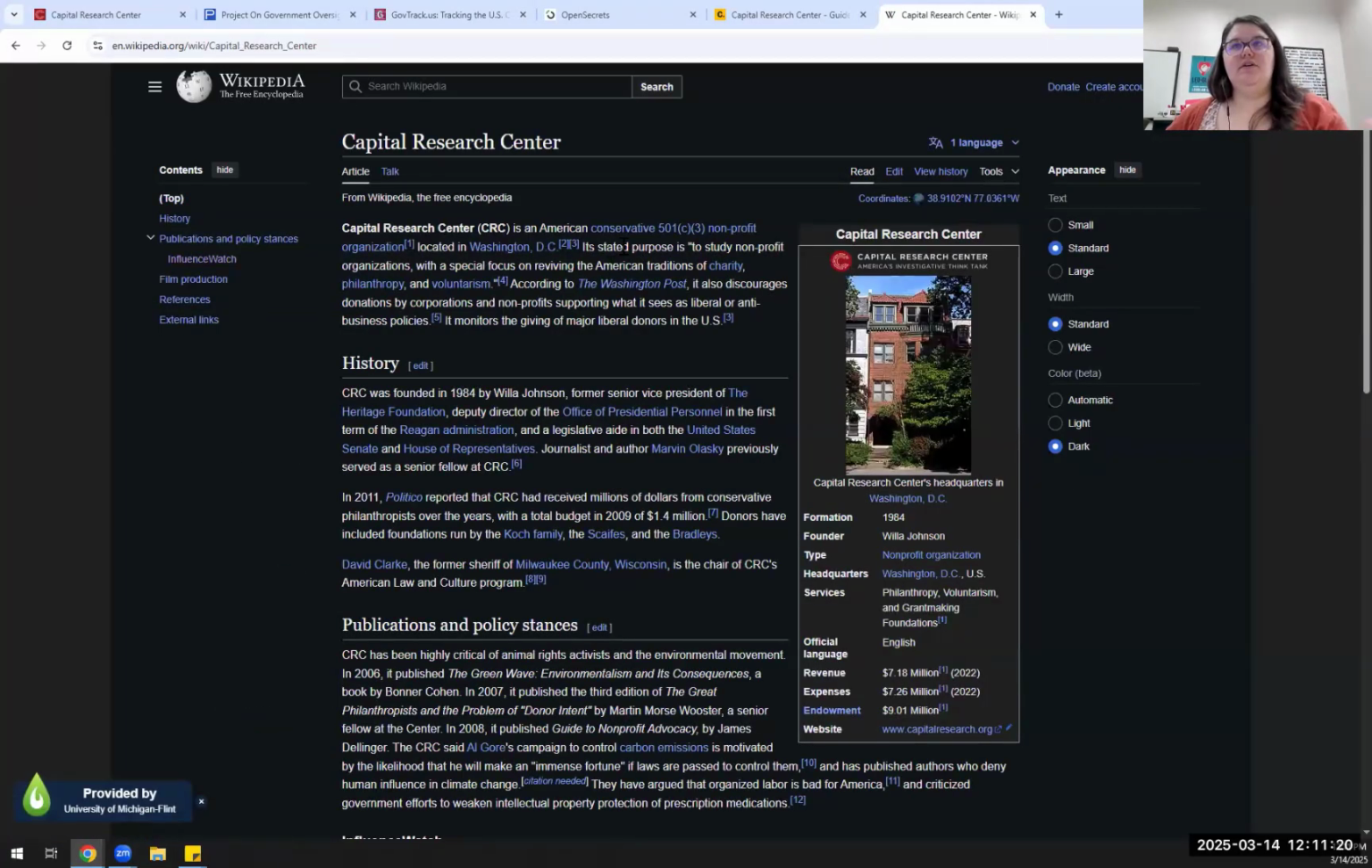Right. And it's a conservative nonprofit organization. It discourages, it does have some, and it talks about it's monitoring the major liberal donors of the United States. So, right, it has a really particular point of view when it's coming to a watchdog. And a lot of watchdogs have this, right?